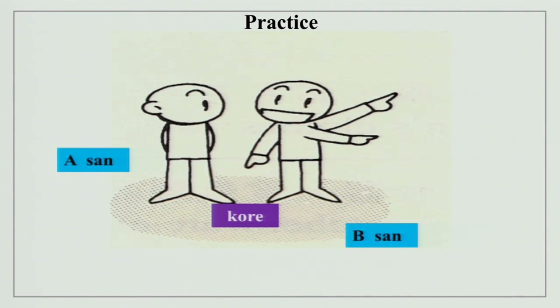So, now you can look at this. This object here is kore for B-san and also kore for A-san. Now, what do they have to say? Let us see. Kore wa nan desu ka? For both of them. And the answer could also be in kore. Anybody can ask and anybody can answer in kore because the object is close to both of them. Kore wa nan desu ka? Kore wa whatever the object is.